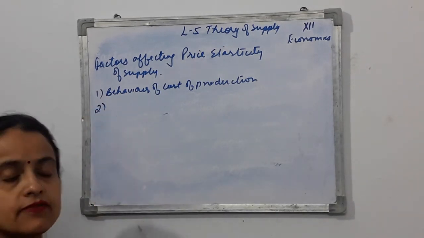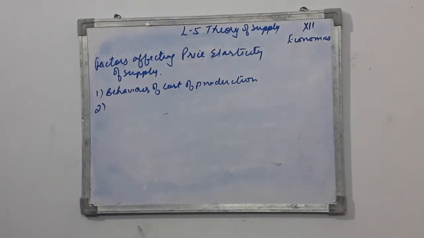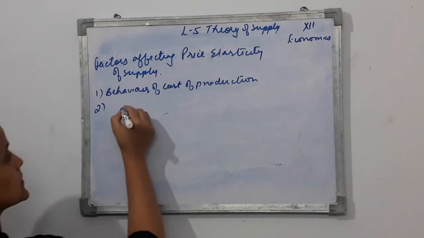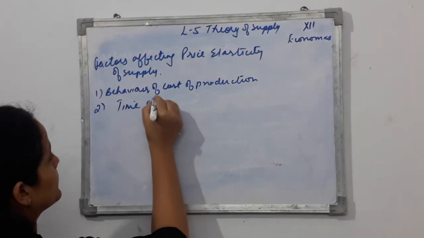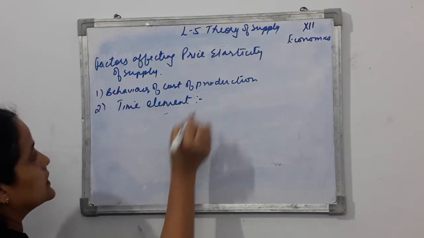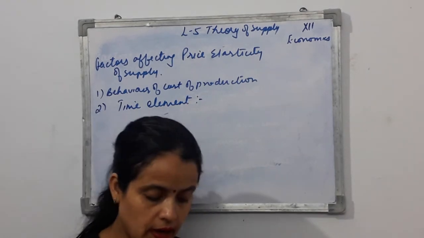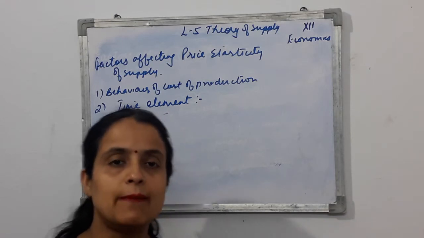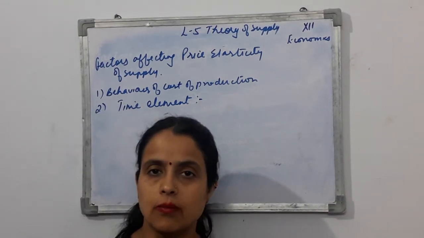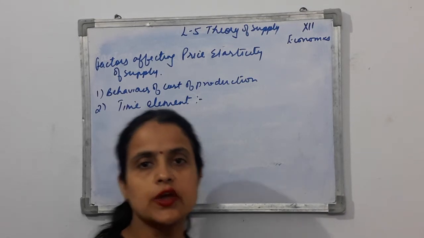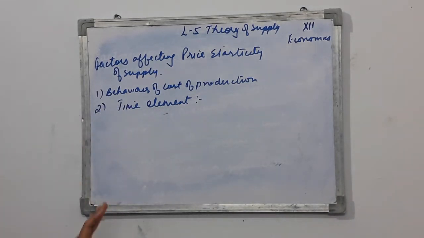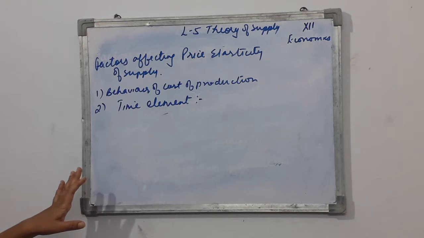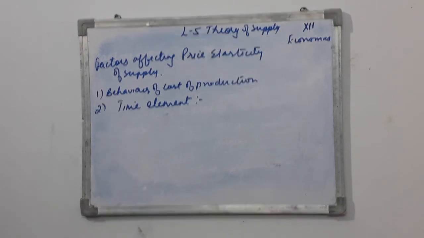Now the second factor which leads to changes in the price elasticity of supply is time element. Now what does this mean? If the producer has time for arranging machinery, raw material, in that case the price elasticity of supply is going to be elastic. A price change due to change in demand for a commodity, right? Therefore in short run, supply tends to be relatively elastic.